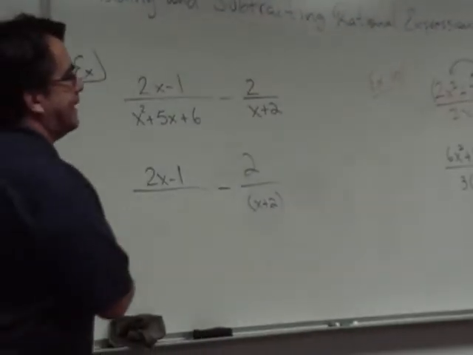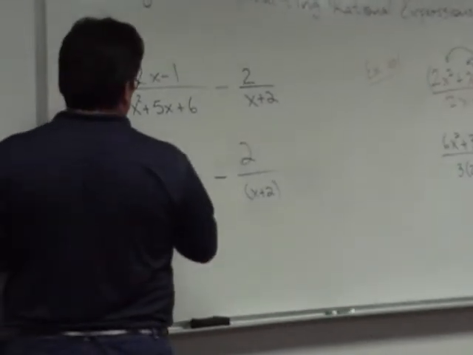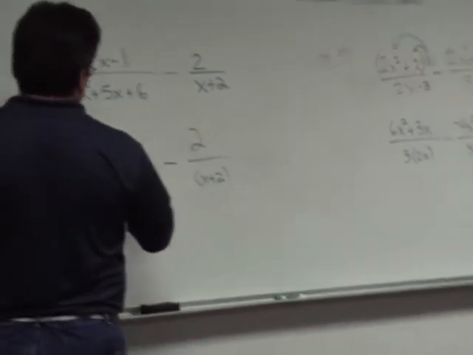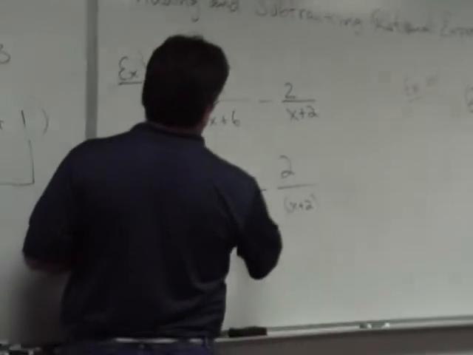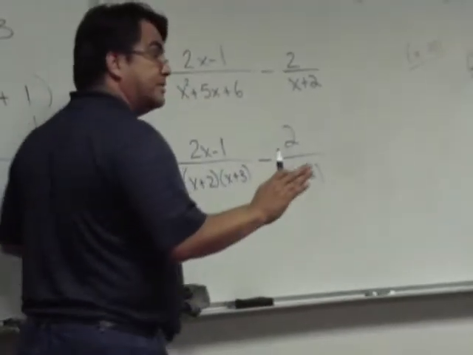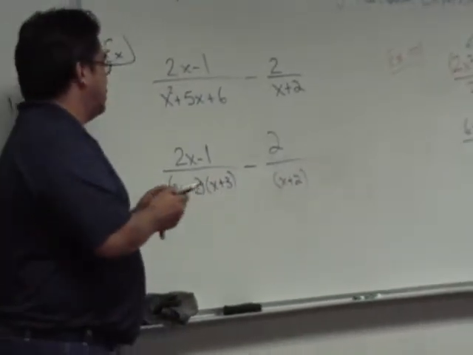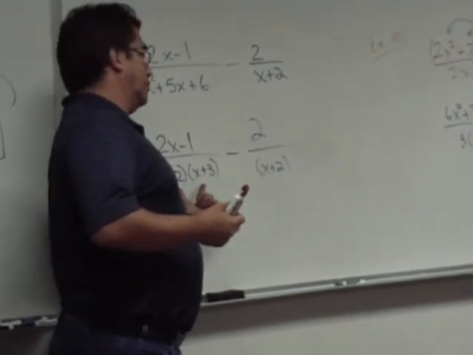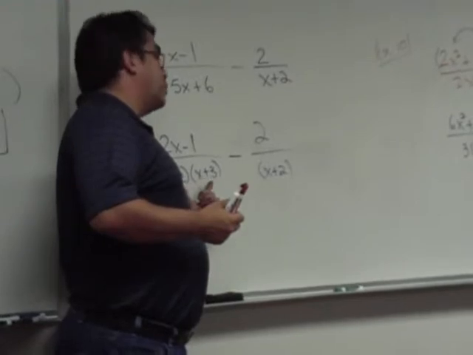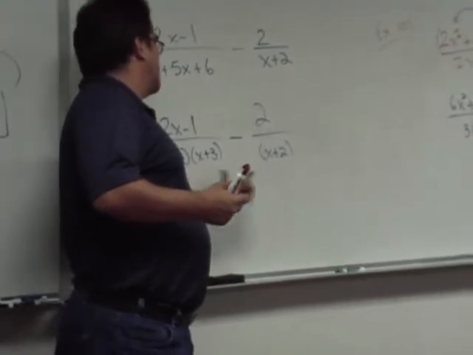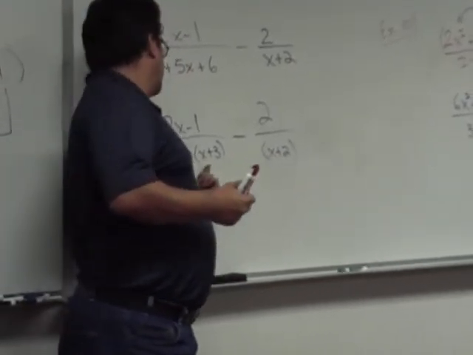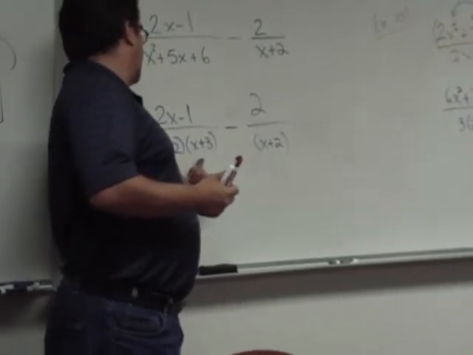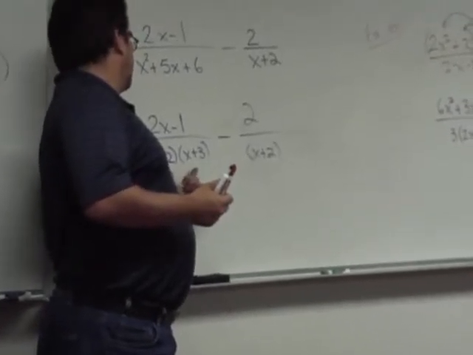All right, who's got the factoring here? x plus 2 times x plus 3. Now this will happen sometimes. You may have a situation in which the denominators are different. Is this one here missing anything that you see over here? What's this one missing? x plus 3. No, never mind. The other one's there.